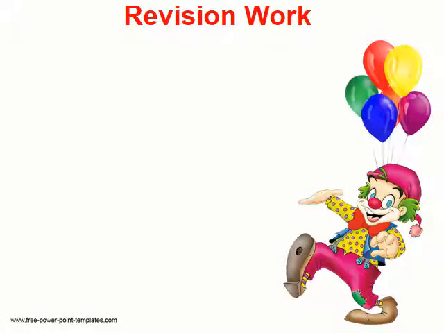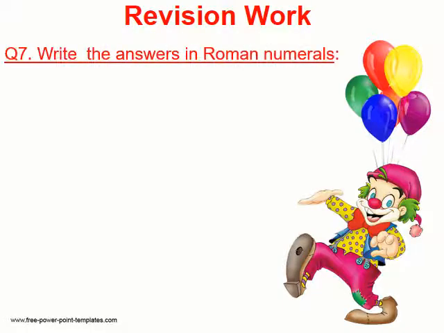Now children, let's come to the next question of our revision work. This question is write the answers in Roman numerals. So the first part is 5 multiplied by 8. Children, 5 multiplied by 8 is equal to 40. We can write 40 as 50 minus 10. So the Roman numeral for 5 multiplied by 8 is XL.